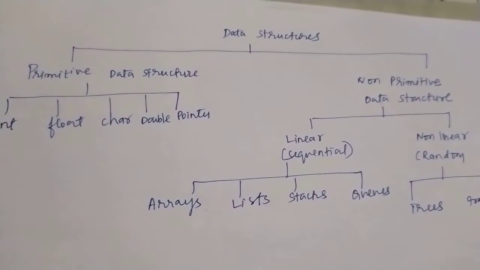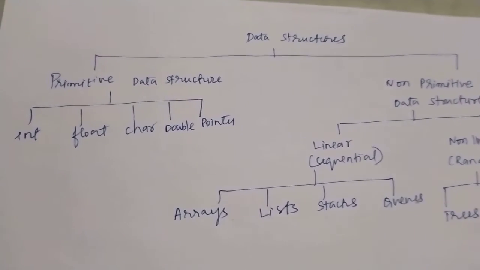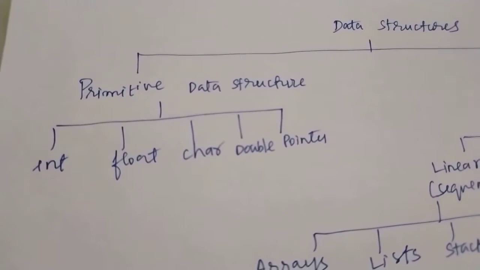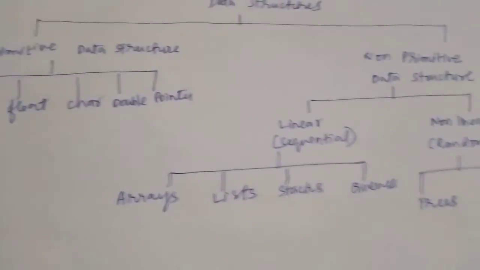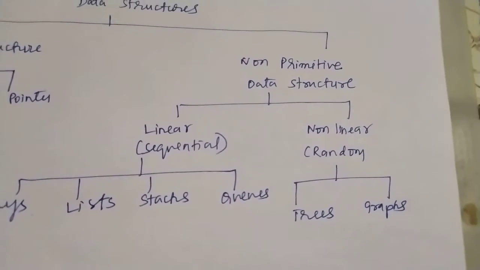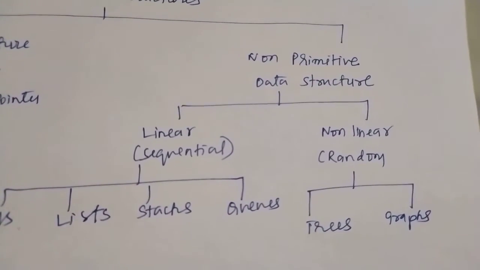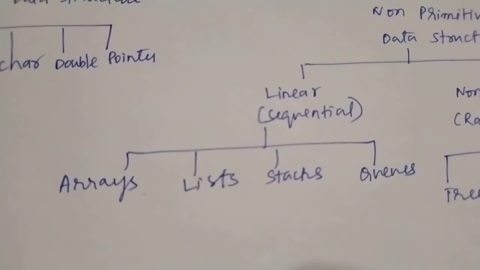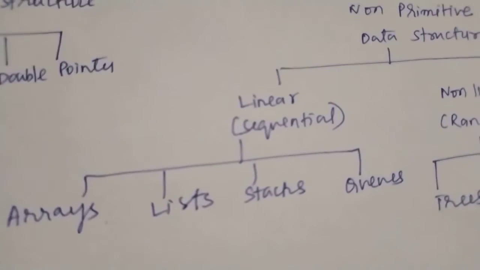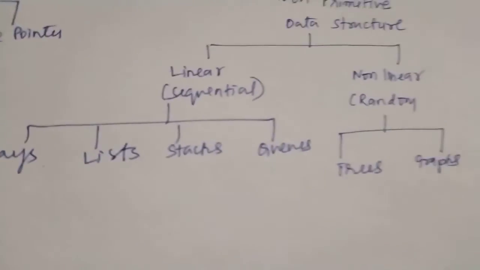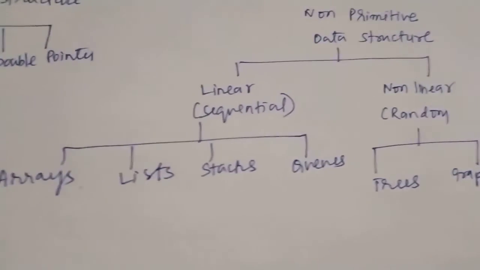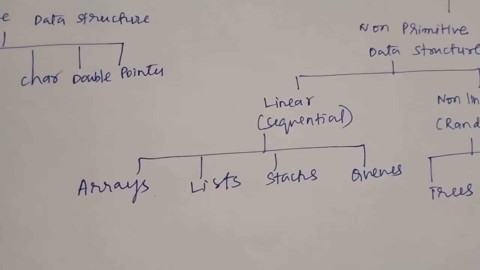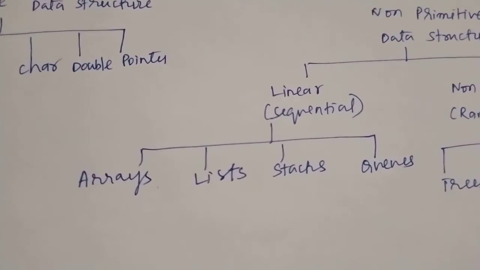Okay, so the examples for primitive data structures are int, float, character, double, pointer. Non-primitive data structures, there are two types. One is linear, another one is non-linear. Linear data structures are arranged in a sequential order, whereas non-linear in a random manner. Four types of linear data structures: arrays, lists, stacks and queues.